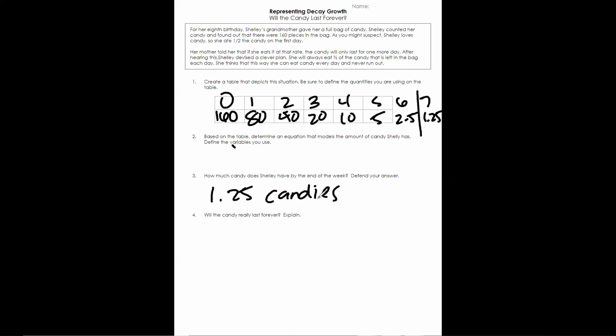Now let's actually write an equation based off of this. So how much did we start with? Our initial. Okay, and then we got 1 minus, what's our rate that we're going down by? Half. Okay, and we're going to raise it to the t power. If we simplified this, this would be 160 times 0.5 raised to the t. That's what we've seen before, right?